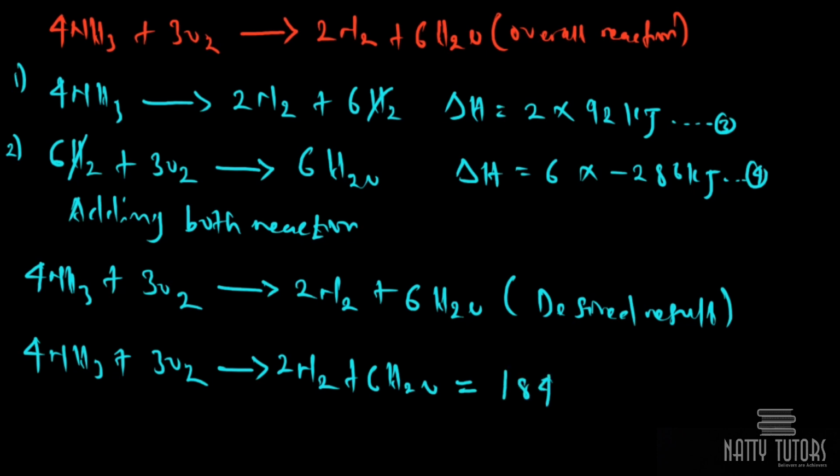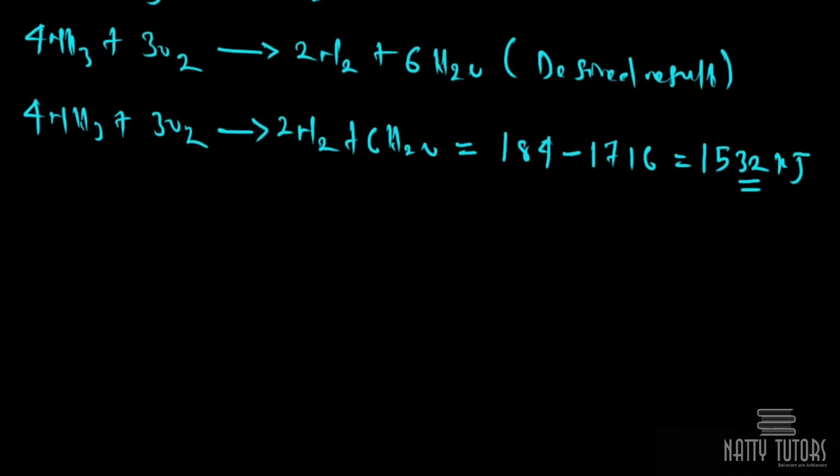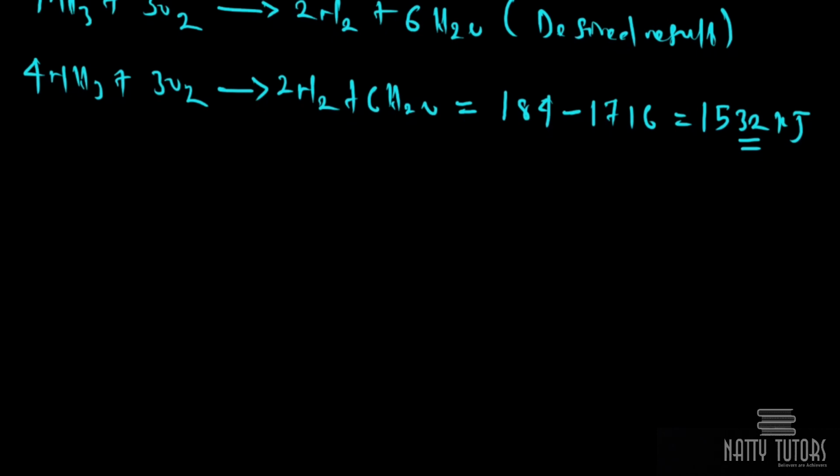That is, when we do 2 times 92, we get 184. Then when we do 6 times minus 286, we get minus 1716. So the answer becomes minus 1532 kilojoules. That is our answer for this reaction. So from this now, let's quickly go to another example for further understanding.